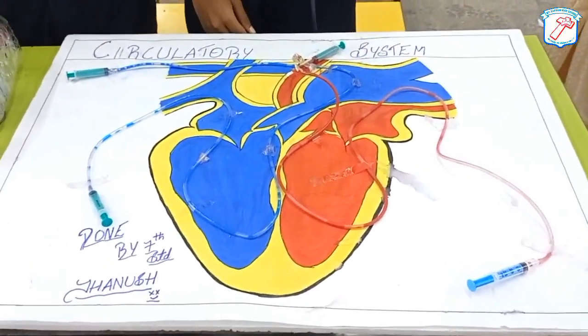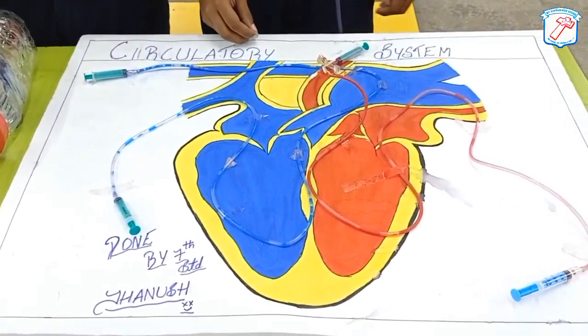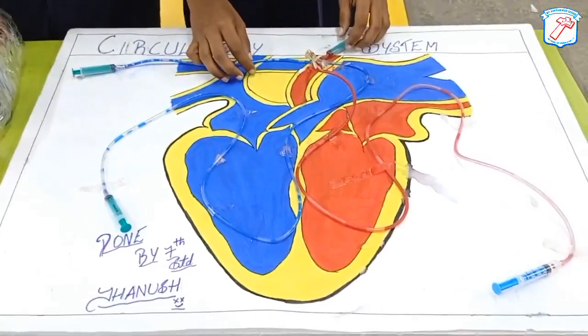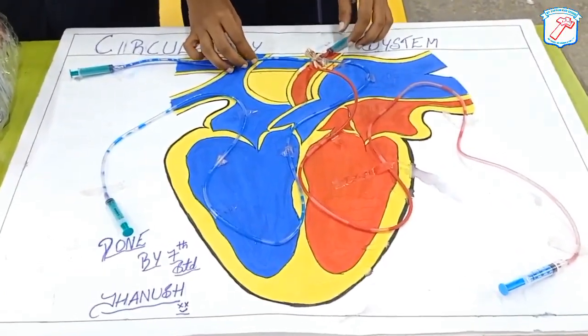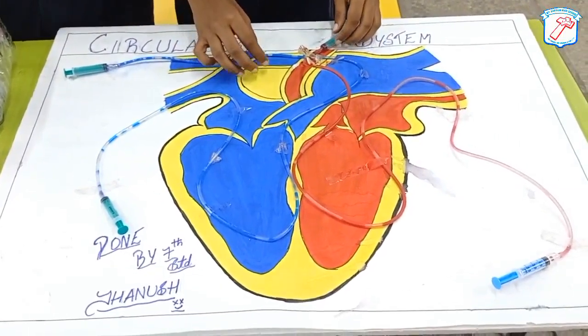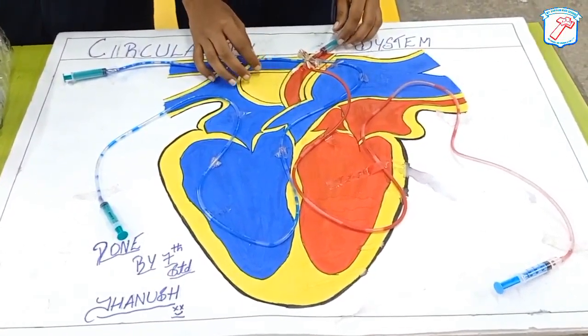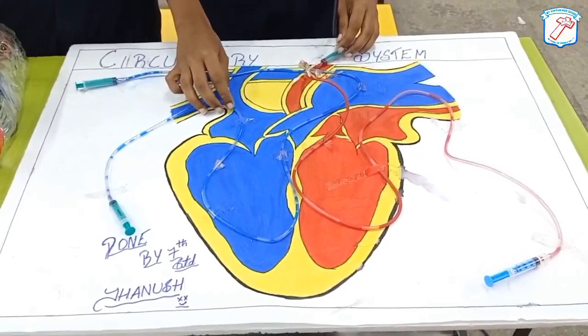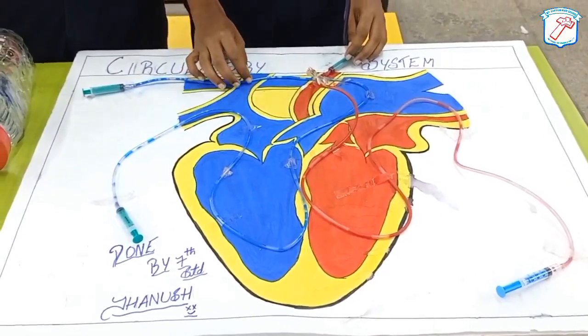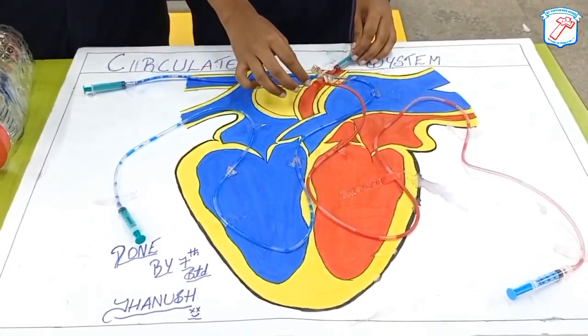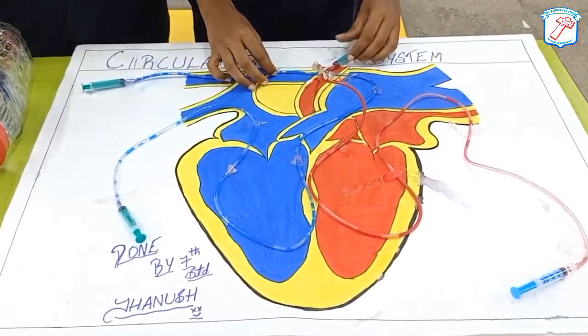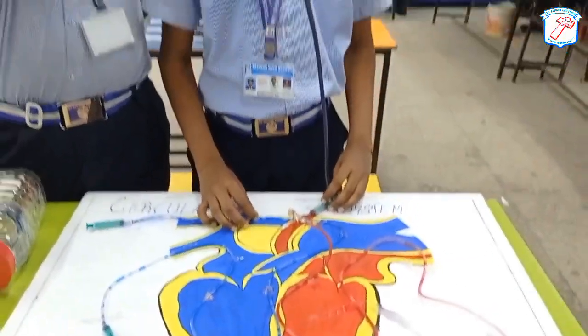I will explain to you about the circulatory system. The circulatory system is made up of blood vessels that carry blood away from and towards the heart. The arteries carry the blood away from the heart, and the veins carry the blood back to the heart. The circulatory system carries oxygen, nutrients, and hormones to cells, and removes waste produced like carbon dioxide.